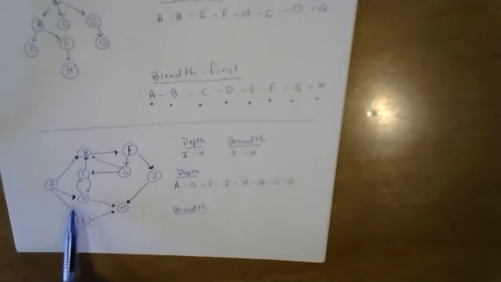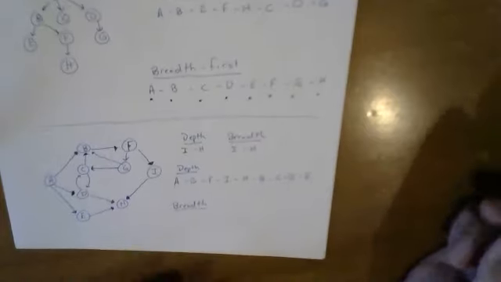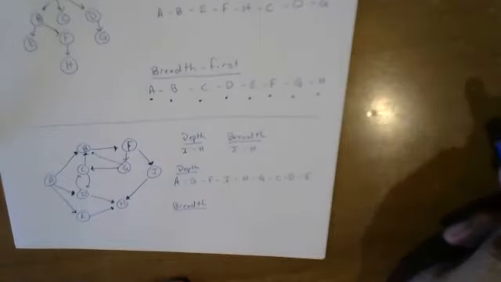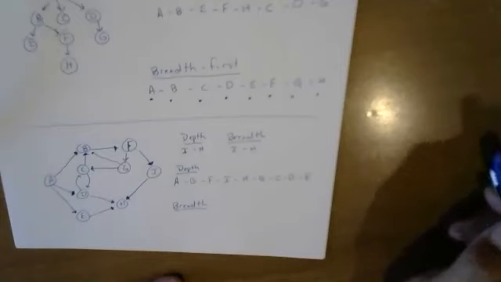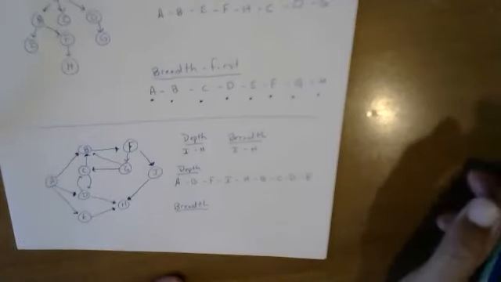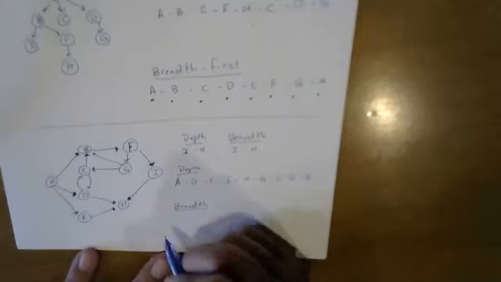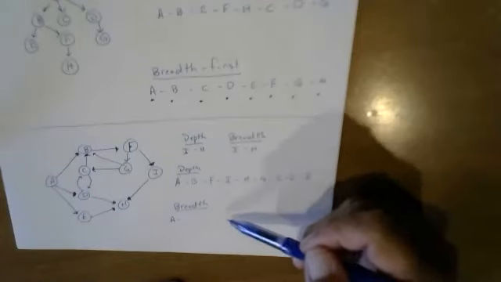So now from A, I go to D. I've already checked that. I go to H. I've already been there. I backtrack up. A goes to E. And I believe I hit them all. Okay. That was depth first with backtracking. All right. Breadth. Go wide. One is deep, one is wide.